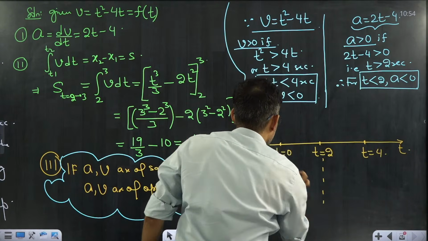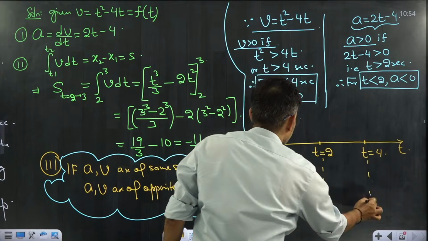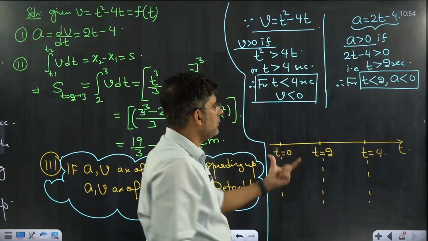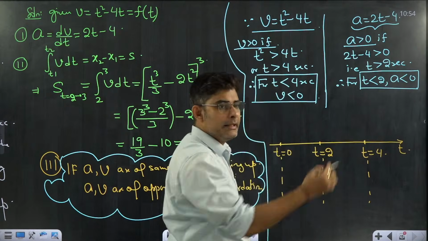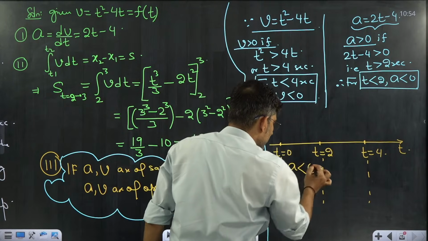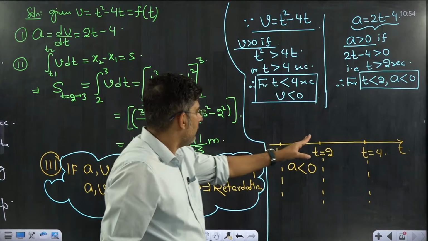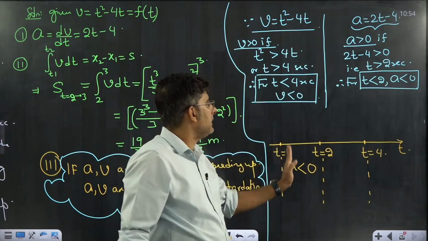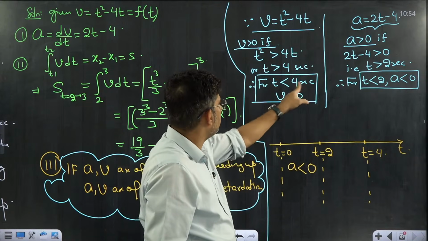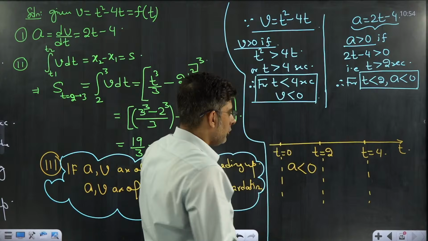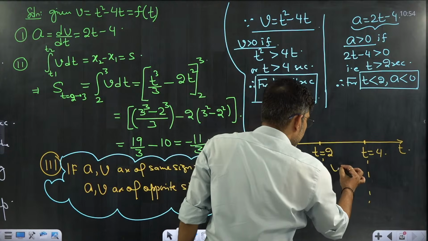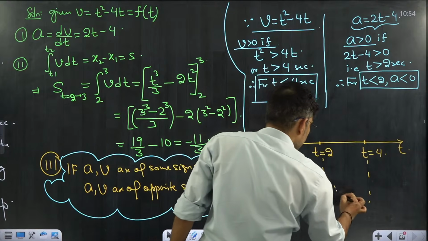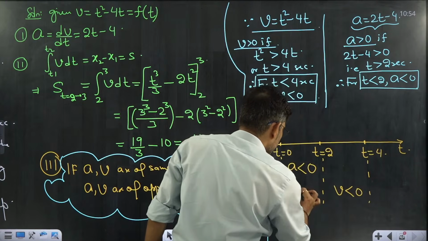Now comes the real part. Less than 2, 0 to 2 means less than 2. Less than 2, what is acceleration? Negative. You will say, sir, acceleration is negative. Very good. Less than 2 is less than 4 also. If time is less than 2, then time is less than 4 also. Less than 4, velocity is negative. So less than 4 seconds, velocity is negative, means here velocity is negative, here velocity is negative.